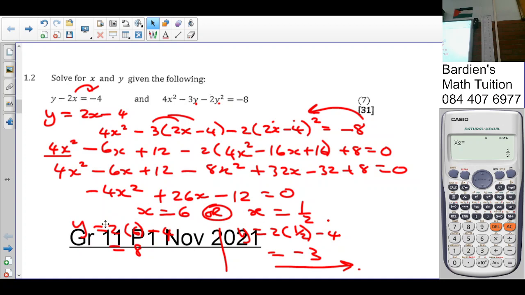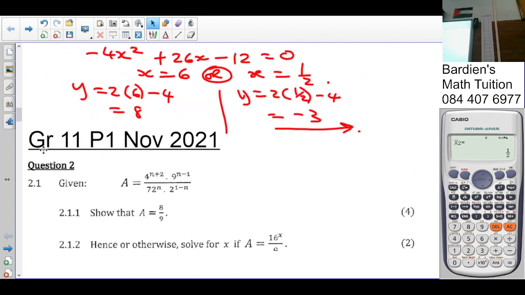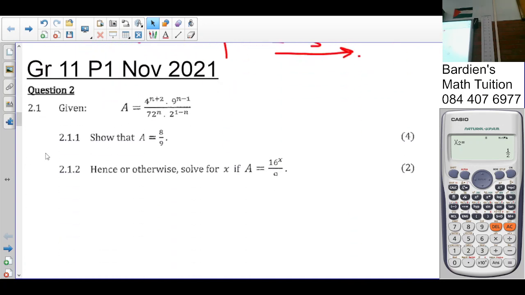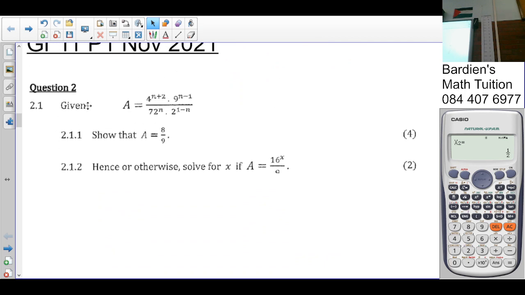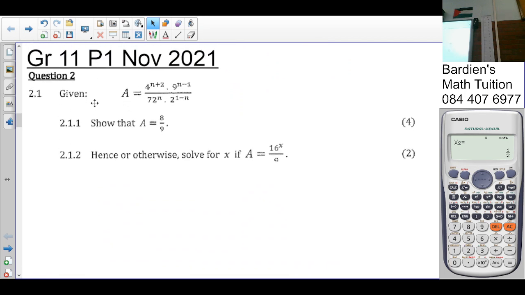Let's carry on. Question 2. In question 2, they ask you, given A is equal to 4 to the n plus 2 times 9 to the n minus 1 over 72 to the n times 2 to the 1 minus n. So of course, 4, 9, 2 and 72 can be broken up into products of its prime factors.